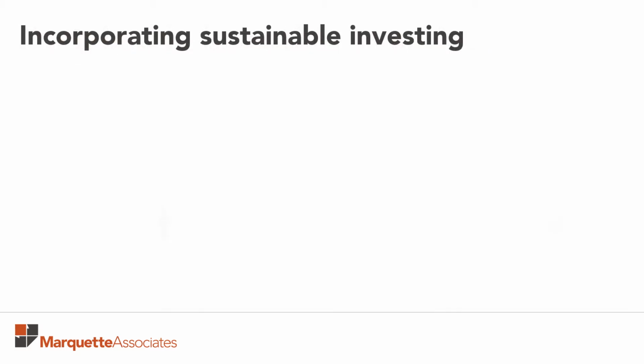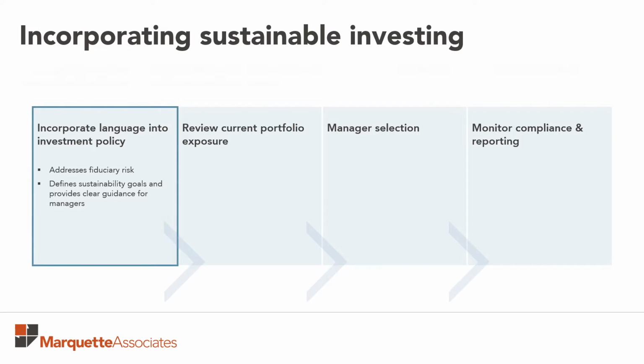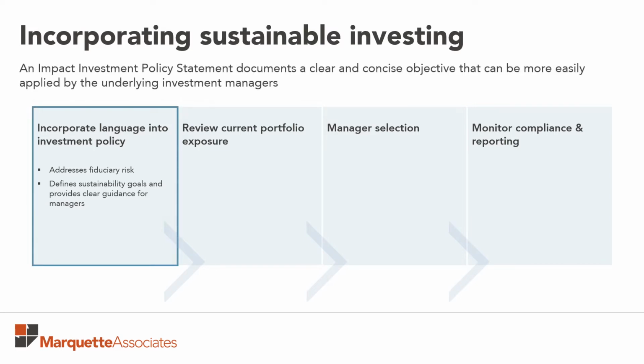Anytime a long-term investment objective is changed or added, it's important to address it in the investment policy statement. So this is where we'll start. For sustainable investing, these are often addressed in a separate document referred to as the Impact Investment Policy Statement, or the IIPS. Documenting the objective is not only consistent with best practices from a fiduciary perspective, it is also helpful in ensuring that the objective is shared and understood amongst all stakeholders.